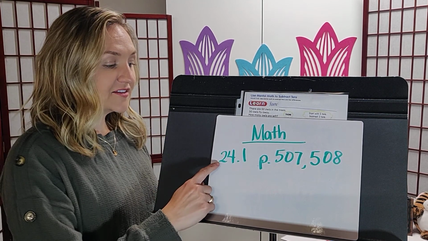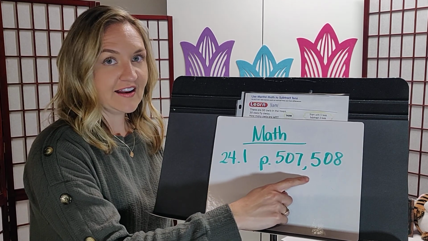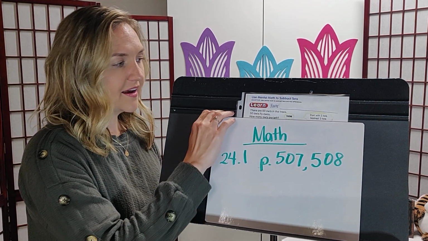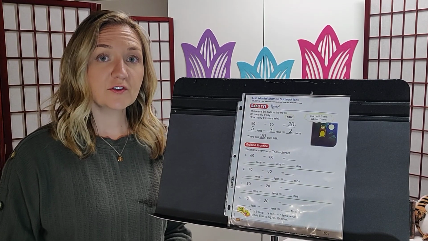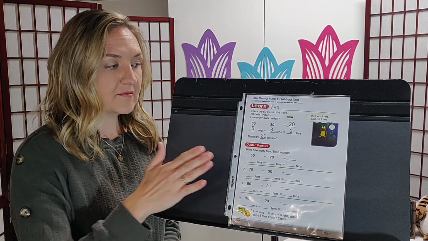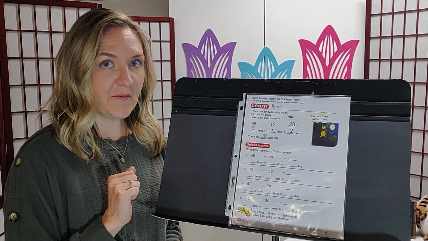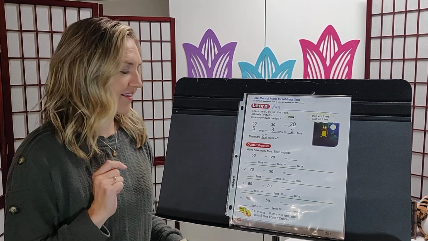Let's look at Math 24.1, page 507 and 508. When you get out that page, it looks like this, but we'll actually start together first with an example. So I'm going to get an example problem. I'm going to cover this page up again just for a moment. We'll do our example first, and then we'll go back and work on this page together.